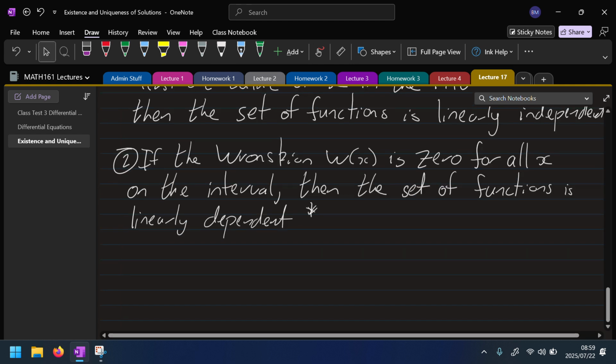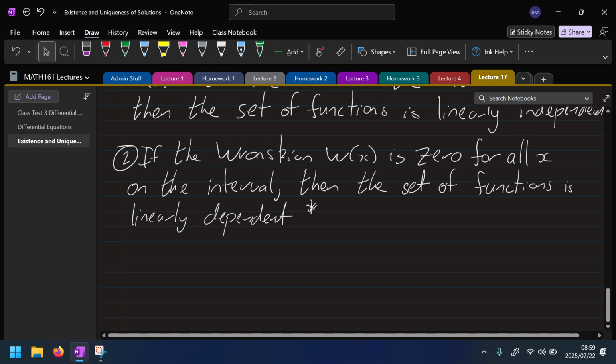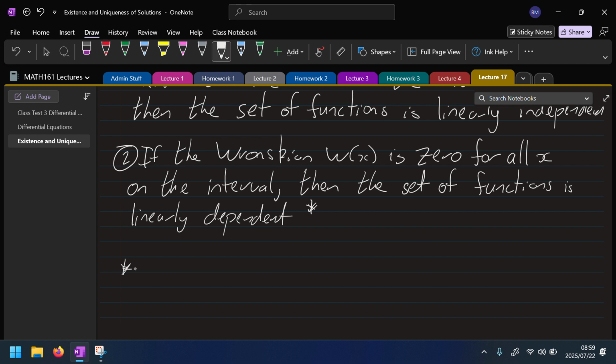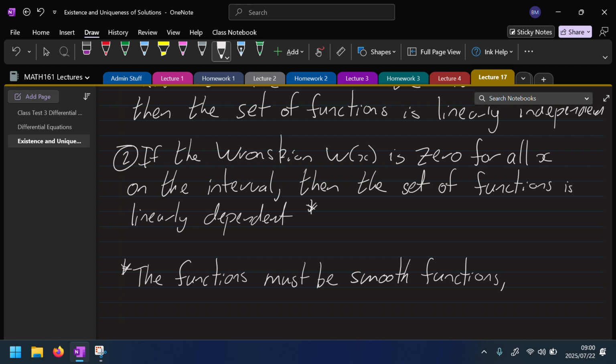There's a little star to this. It's a very small condition, but we can actually ignore it. The functions must be smooth functions. But it's a very small condition, and we're going to be ignoring it because we will always work with smooth functions.